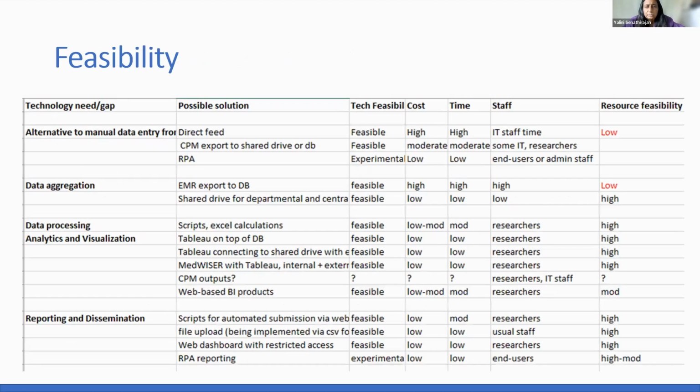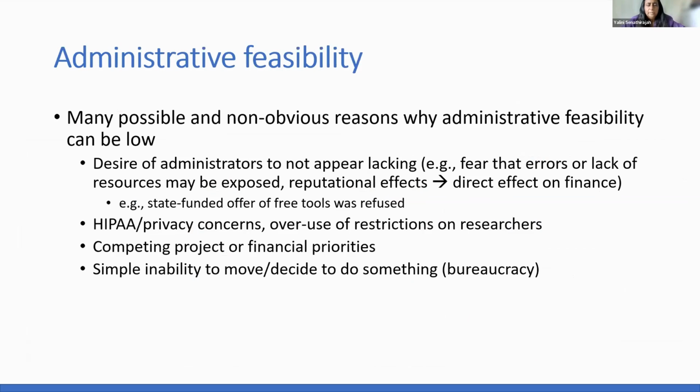In order to do this, we had to analyze what kinds of things could be done, how feasible they were, and we made a distinction between technical feasibility and resource feasibility. There's also another concept we're using, administrative feasibility, because many things are technically feasible, but really not resource feasible in this kind of setting. And then there can be administrative blocks as well. We found that there can be non-obvious reasons why administrative feasibility can be low.